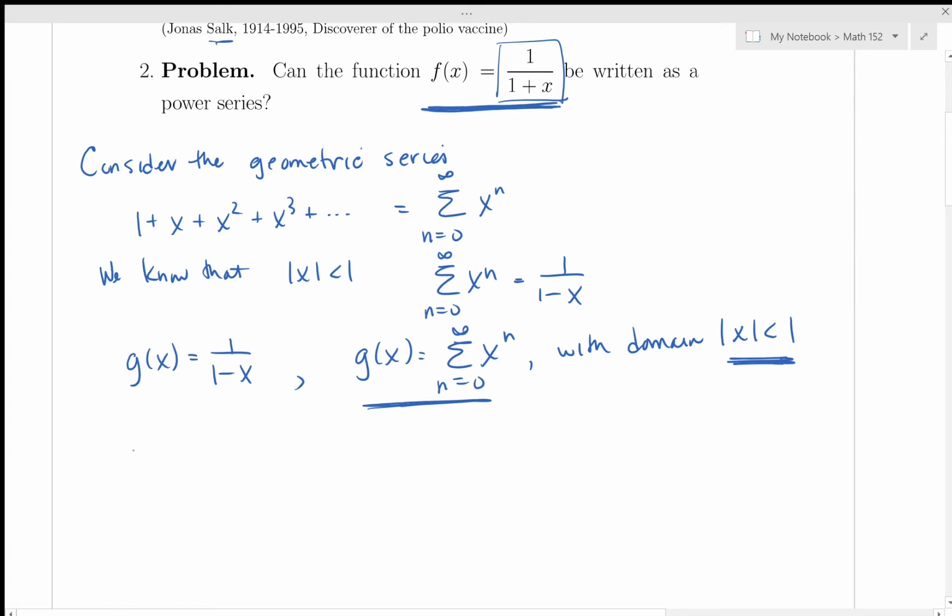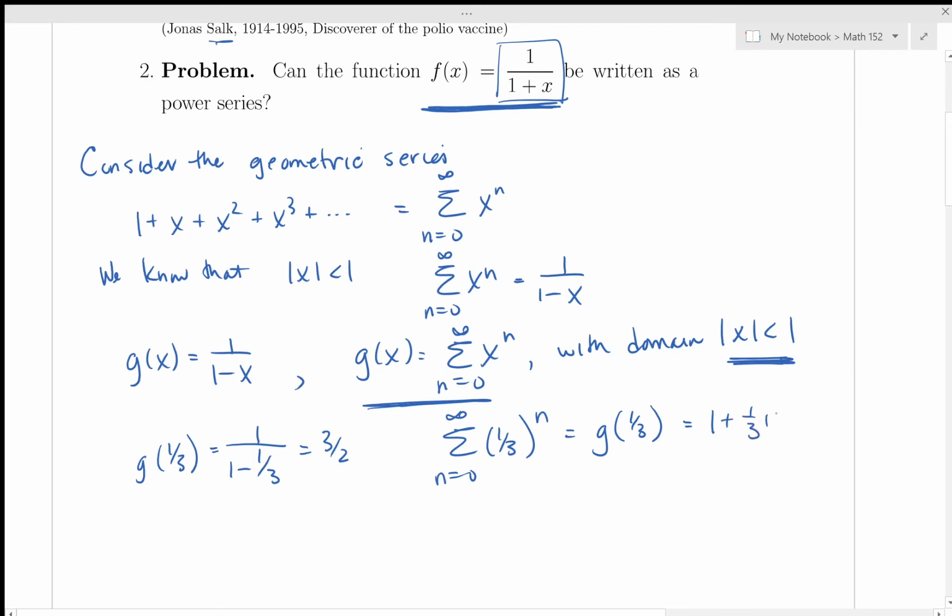For example, I could calculate g of 1/2. I think I've already done this one, so let me do something else. g of 1/3, and I can calculate that as being 1 over 1 minus 1/3, which is 1 over 2/3, so this is 3/2. Similarly, I could say the sum of n equals 0 to infinity of 1/3 to the n is g of 1/3 as well. And then I could write that out: 1 plus 1/3 plus 1/9 plus 1/27, etc., plus dot dot dot, and I could take successive partial sums and I would see that those converged to 3/2.